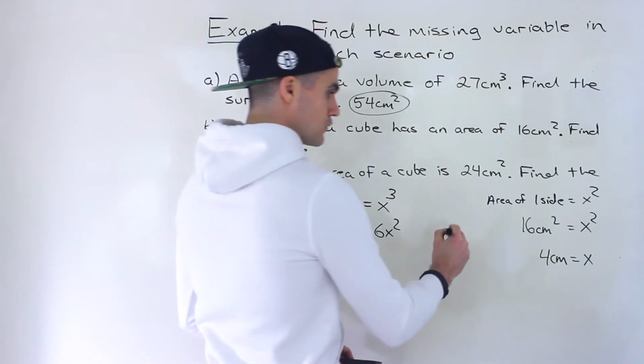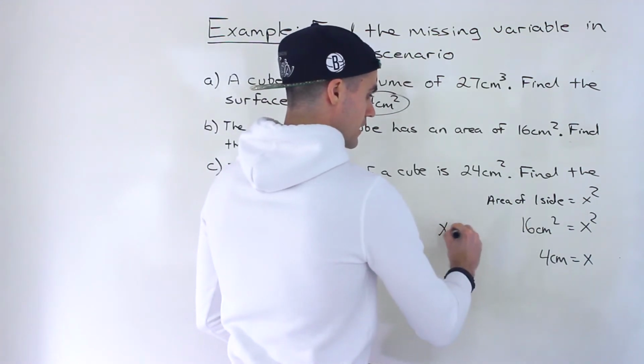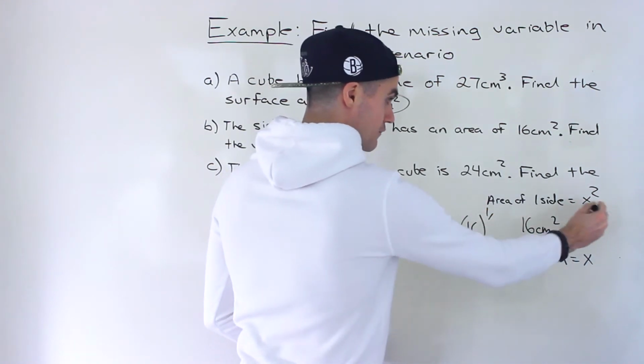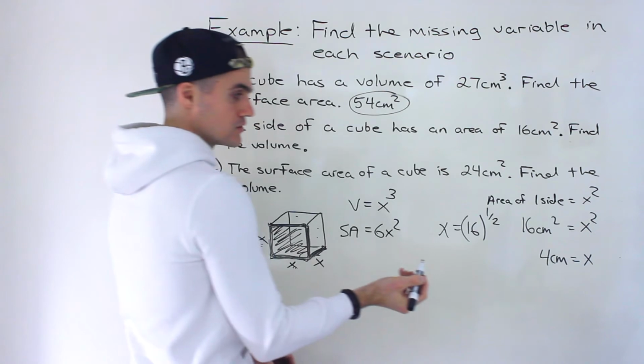If you wanted to use that other formula where we isolate for the x, x would equal 16 to the power of 1 over that n value, which is 1 over 2.